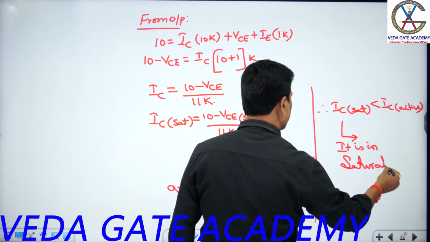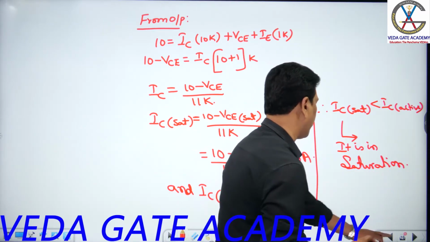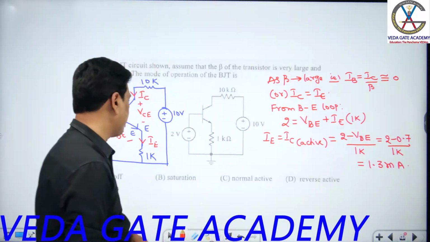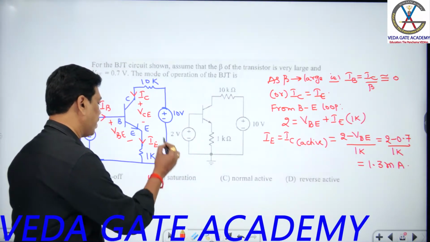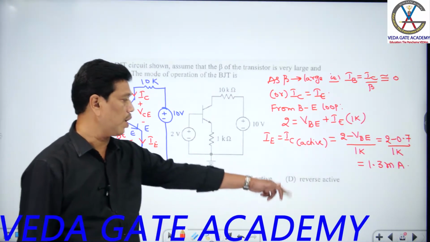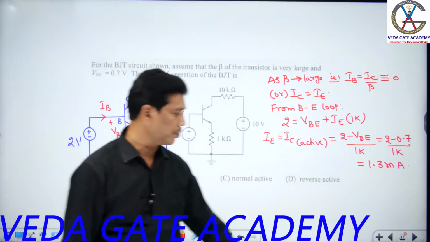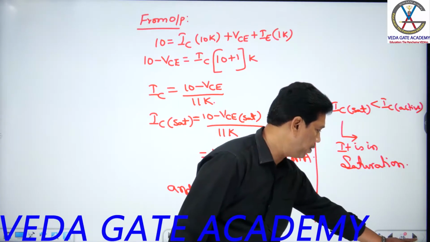IC saturation less than IC active means the BJT is in saturation, students. The answer is B. The BJT is in saturation. Got it now? Check out the next question now.